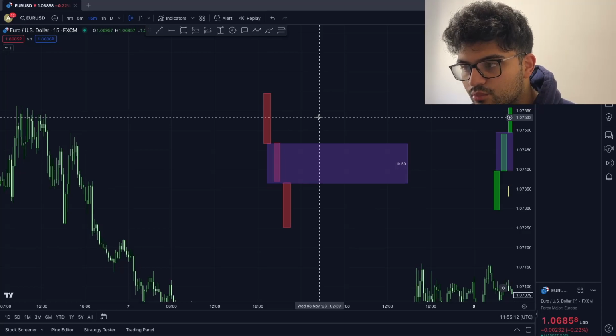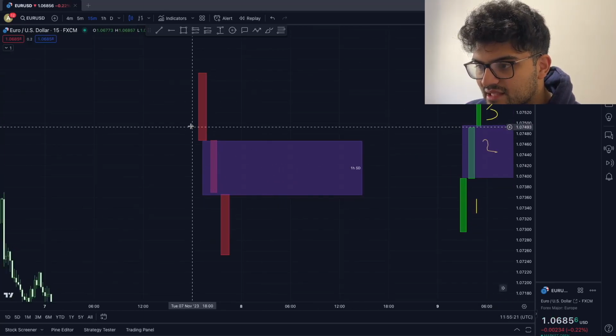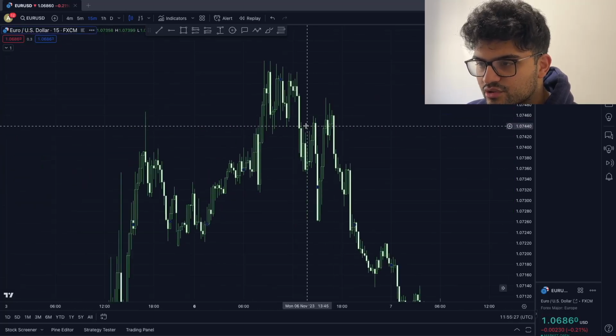I'm actually going to show you some examples in which we literally tap the fair value gap and then we carry on plummeting or in continuation. So yeah, pretty much that's a bearish fair value gap. Bullish fair value gap. It's not always going to look this clean, but I will show you some examples. So let's get right into it.